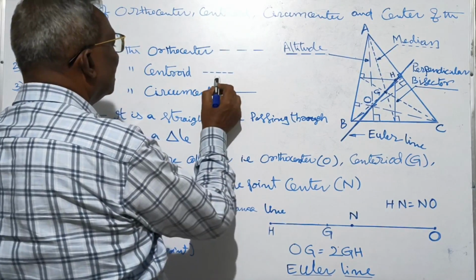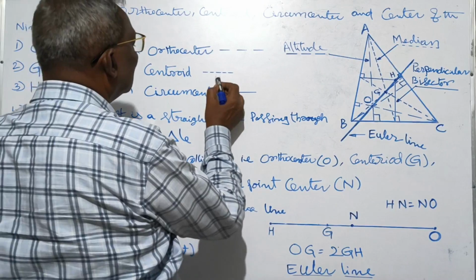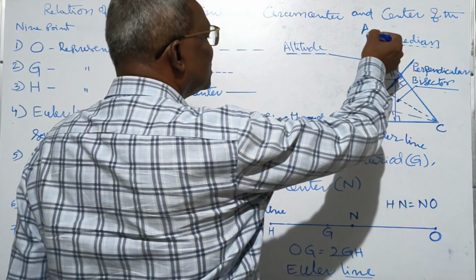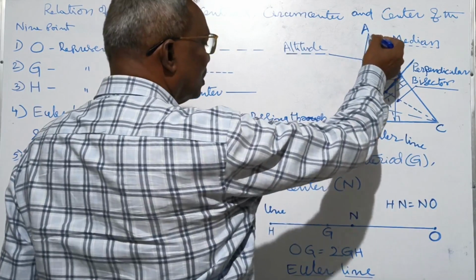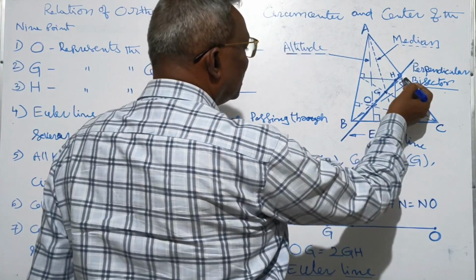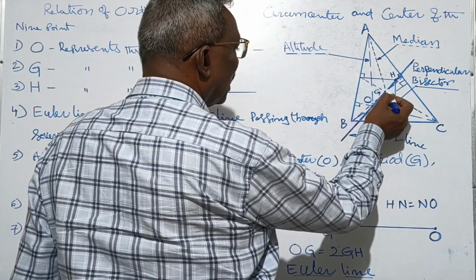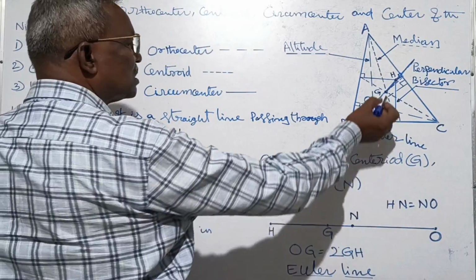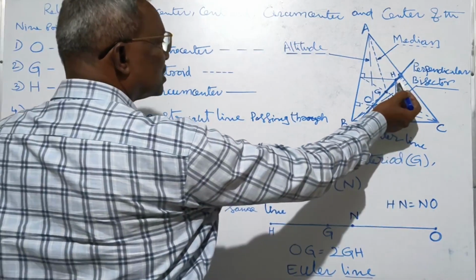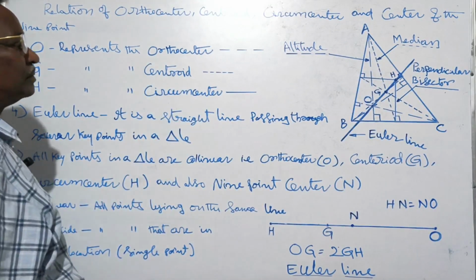Medians are represented by the small dotted lines. This is the median from a vertex to the midpoint of the opposite side. So that is the centroid.